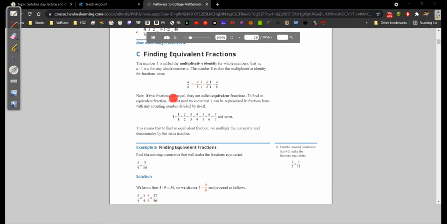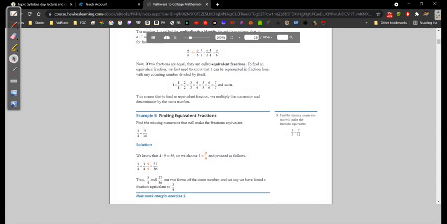Now, if two fractions are equal, they're called equivalent fractions. To find an equivalent fraction, we first need to know that one can be represented in fractional form with any counting number divided by itself. So this means that to find the equivalent fraction, we must multiply the numerator and the denominator by the same number. So that probably doesn't mean too much to you.